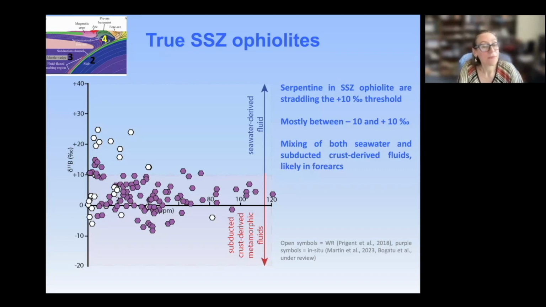And that fits very well with the idea that this happened in forearcs, because in forearcs you are just at the beginning of the subduction. So when the slab is bending, you can still have seawater coming in, and you have the very first dehydration related to subduction. So you have both fluids that can mix in the area of formation of these suprasubduction zone ophiolites.